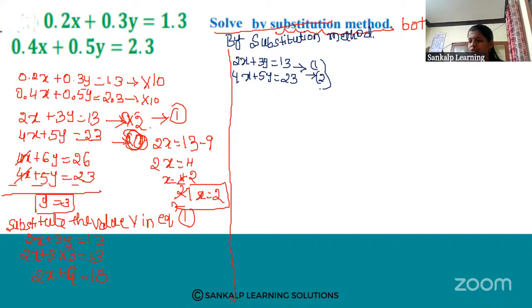Now, from equation number 1, 2x is equal to, transfer this 3y to this side, you will get 13 minus 3y. x is equal to, if you shift 2 to this side, it will be 13 minus 3y divided by 2. This is the value of x, right? Call this equation number 3. Now, substitute the value of x in equation number 2.